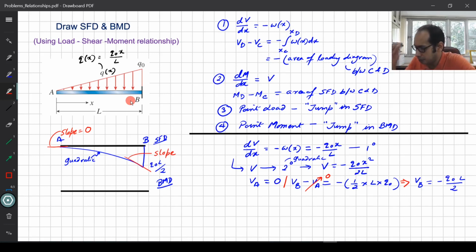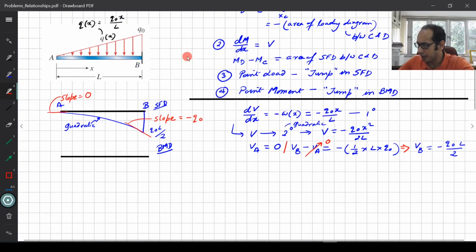This slope is difficult to compute using the method of sections. You have to again take the derivative and so on. Here it's much simpler because you know the relationship already. So slope is equal to minus Q naught, because it's the negative of the load at that particular point. Okay, so we are almost just done with the shear force diagram.